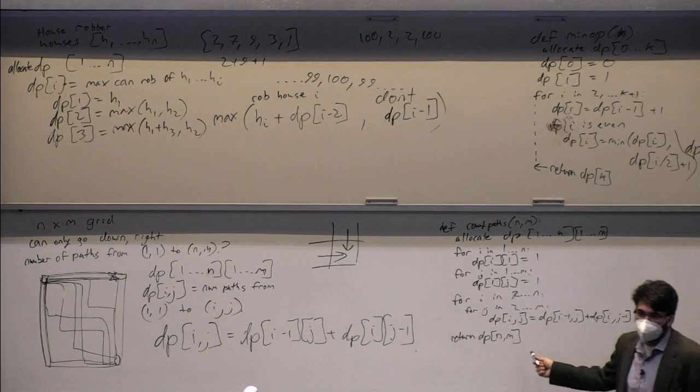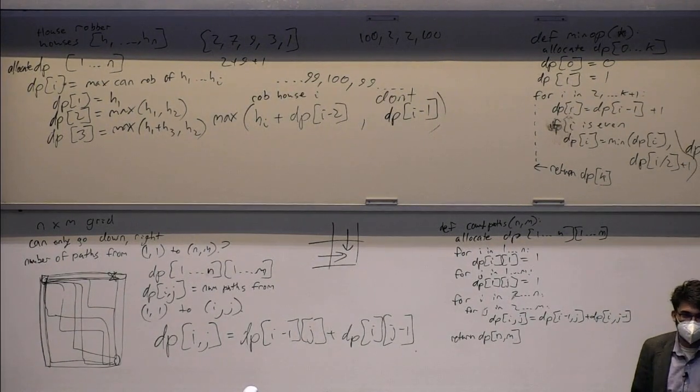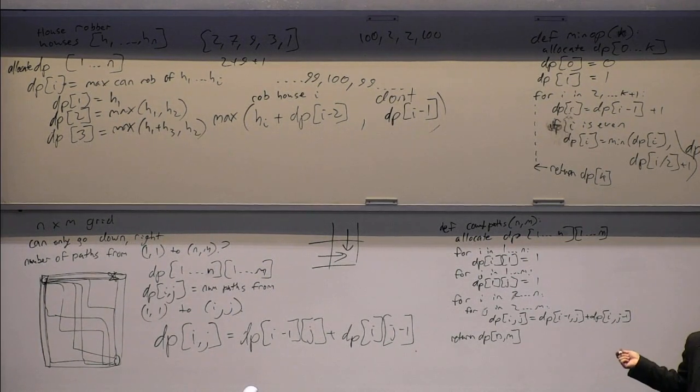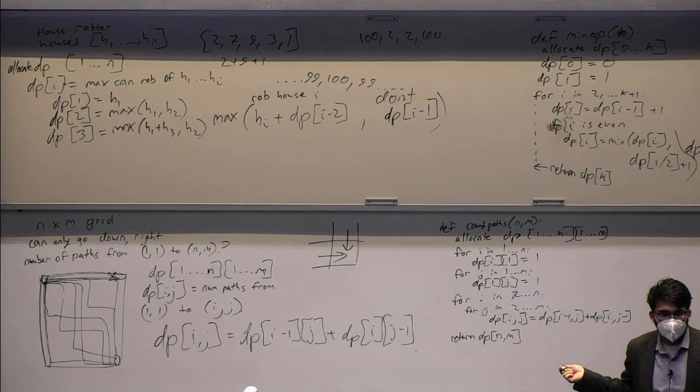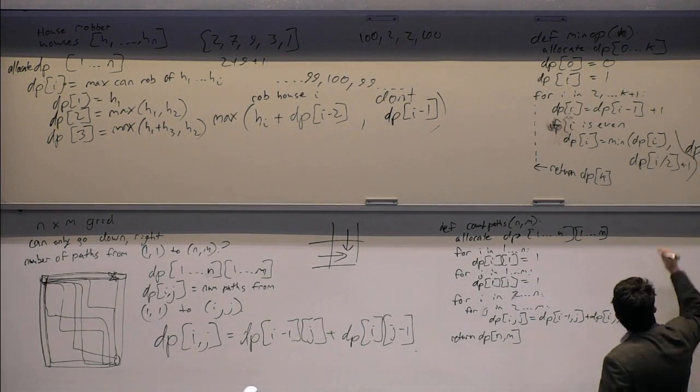Then you decide on what you're going to return. Here, you're going to return one element of the array. Any questions on counting the number of paths? We'll just do a variant of this problem in a second. All right. Consider a variant of counting paths, but with bombs.